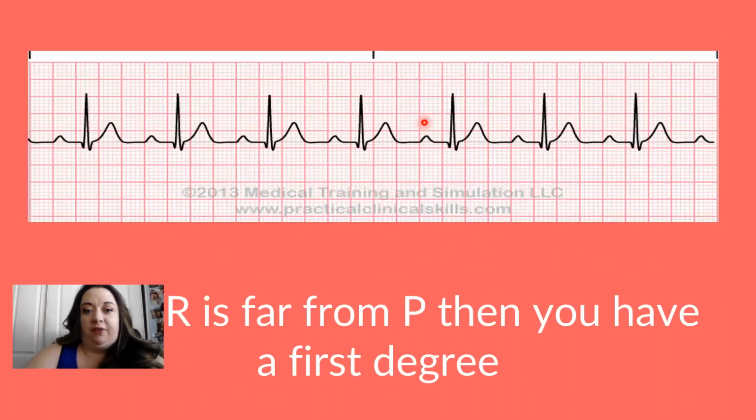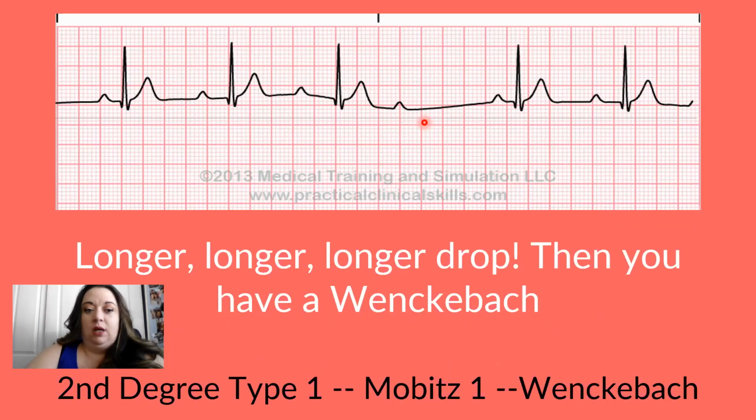So if the R is far from P, then you have a first degree. First degree heart block, all my PR intervals are the same, but they are all too long. Second degree type 1 or Mobitz 1 or a Wenckebach is the longer drop, then you have a Wenckebach. My PR interval is getting longer and longer until I have a P wave with no QRS attached. Any questions on those?